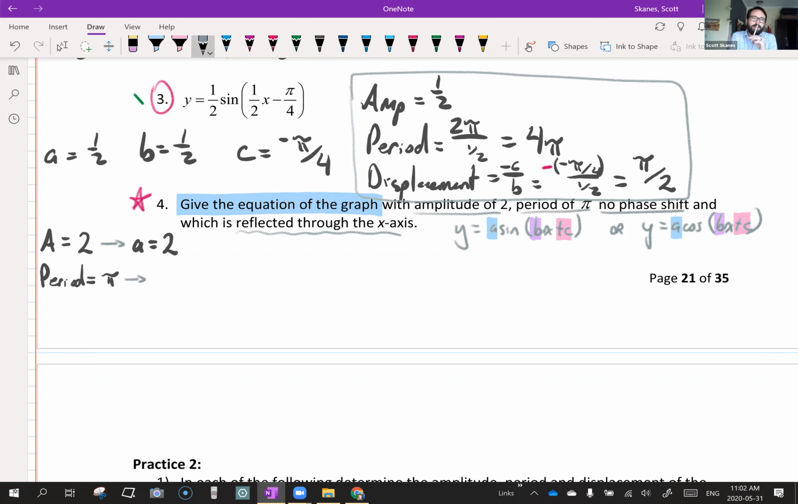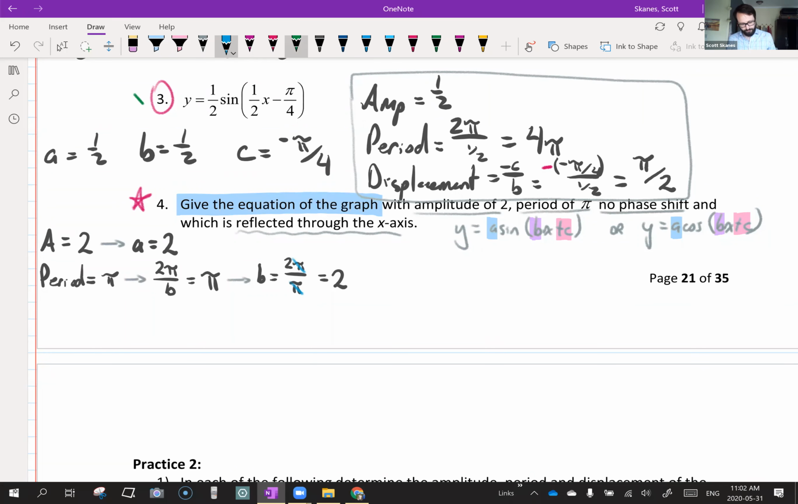What's the formula for period? Well, it's 2 pi over something. 2 pi over b. If period is 2 pi over b and period is pi here, then this must be true: 2 pi over b must be pi. If you solve that, you'll end up seeing that b is 2 pi over pi, or 2.